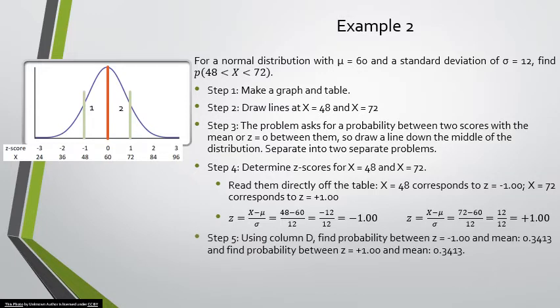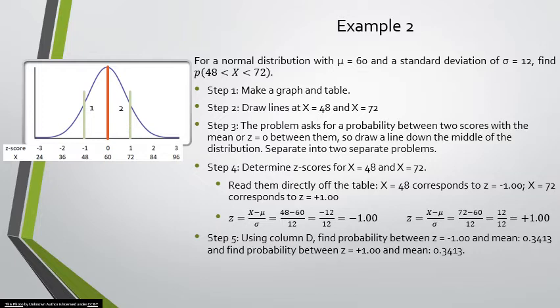Finally, you're going to use column D to find the probability between the mean and a z-score. So let's do problem 1 first. Find the probability between the mean and z equal to -1, and you will get an answer of 0.3413. Remember, when you look on the tables, there are no negative z-scores, so you just look up z equals 1 on the table. And you do the same thing for the other side, which is z equals plus 1.00, and again z equals 1 to the mean. The probability on the table is 0.3413.